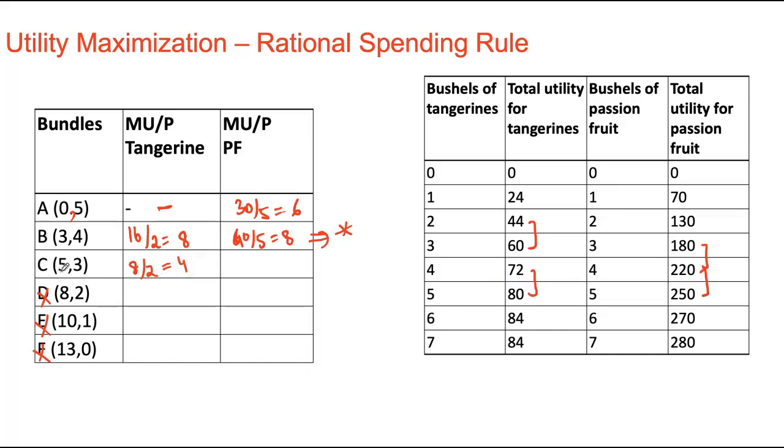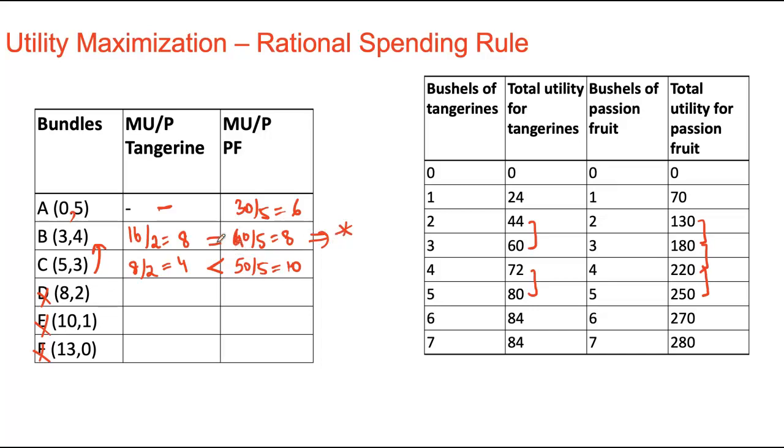And at bundle C, I'm consuming 3 bushels of passion fruit. And the marginal utility for the 3rd bushel of passion fruit is 50, and 50 divided by 5 is 10. So you can see if I'm at bundle C, my per dollar marginal utility is higher for passion fruit, therefore I should consume more passion fruit. So I should be moving from bundle C towards bundle B. At bundle B, per dollar marginal utility is exactly the same, so this is our utility maximizing consumption bundle according to the rational spending rule.